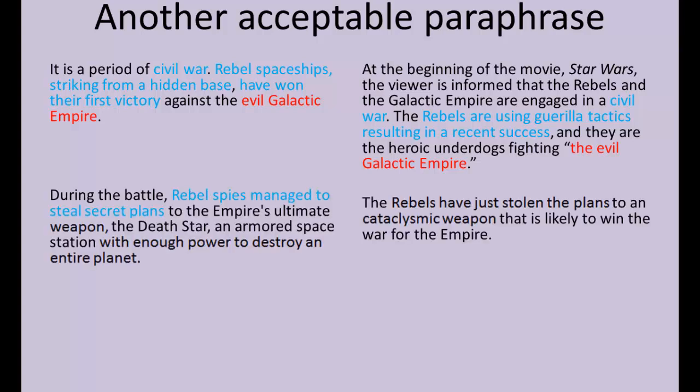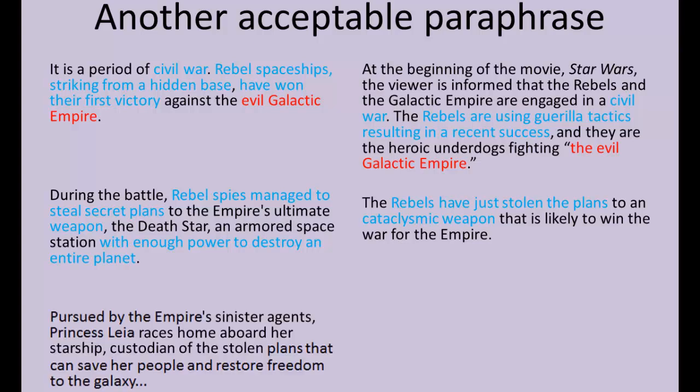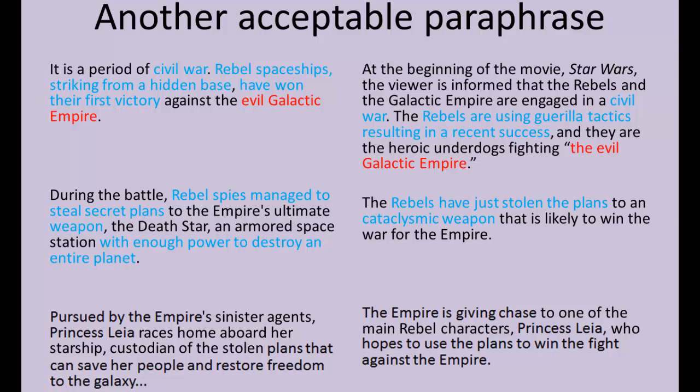Second paragraph. Well, the rebel spies managed to steal secret plans. The rebels have just stolen the plans. Though there's a weapon with enough power to destroy an entire planet, and I'm going to just call that a cataclysmic weapon. So I said in a shorter sentence a lot of what they said. I didn't feel that the Death Star, the fact that it was an armored space station, was absolutely essential there. Good enough.